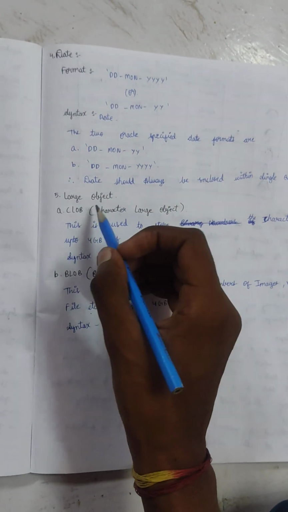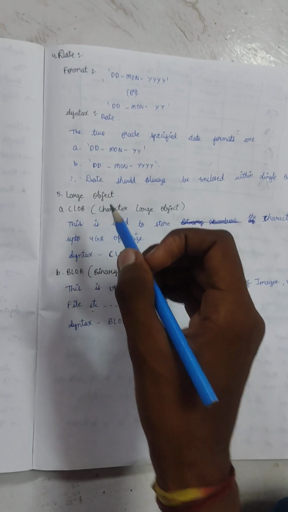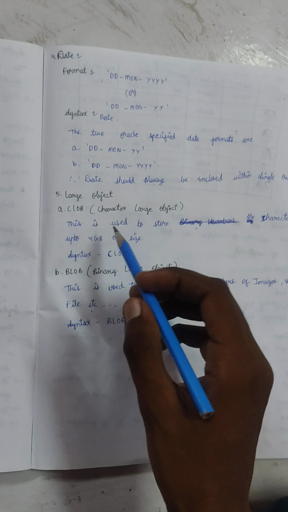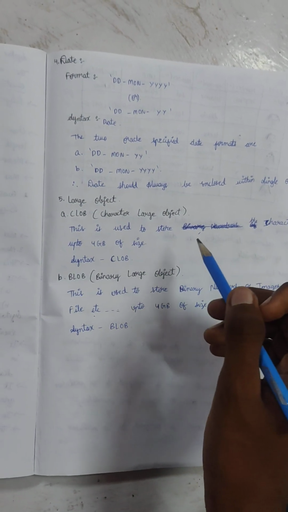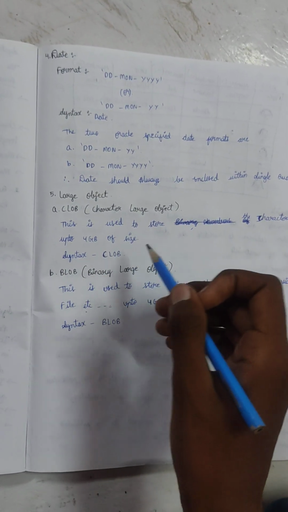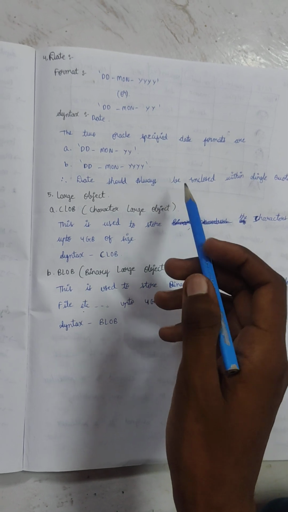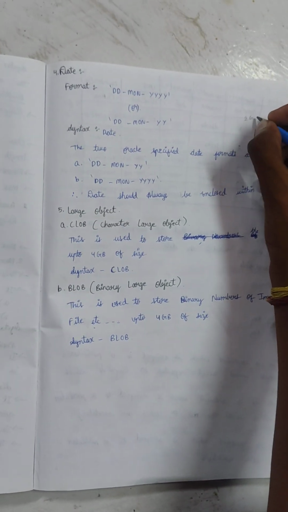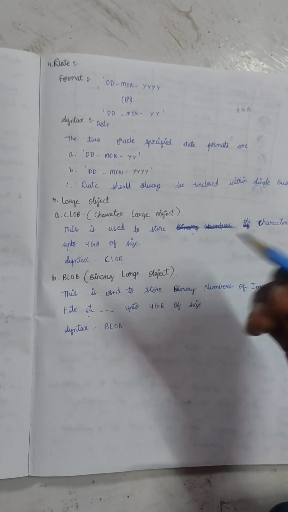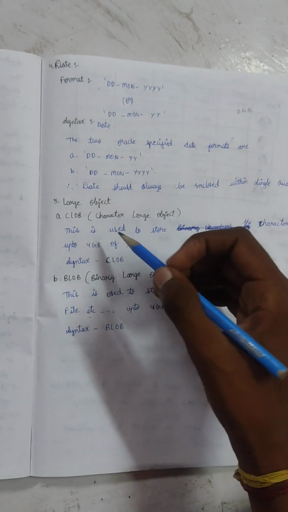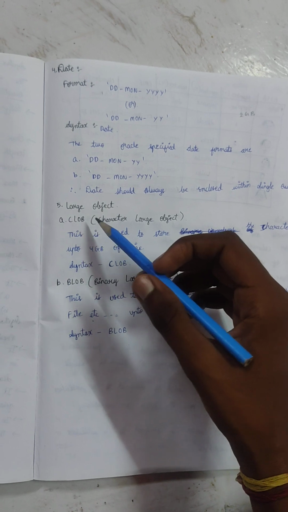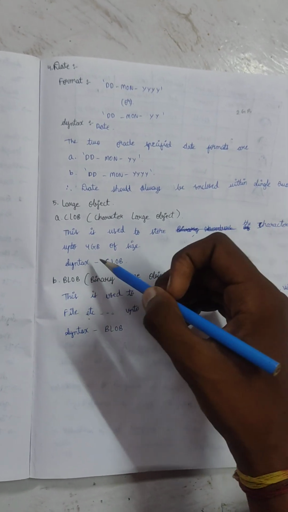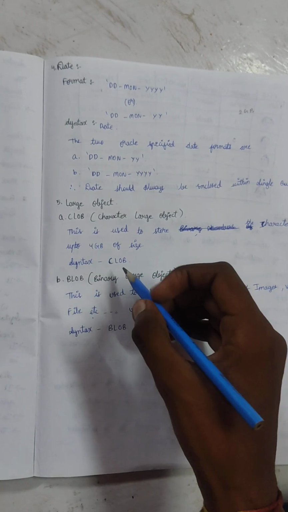Another data type is large object. Large object is classified into two types: character large object and binary large object. Character large object is used to store characters up to 4 GB of size, because earlier date could only store 2 GB. So to increase that, we introduced a new one known as large object. A character large object can store 4 GB of size. The syntax for it is CLOB.